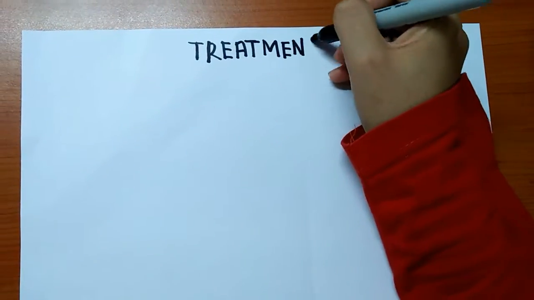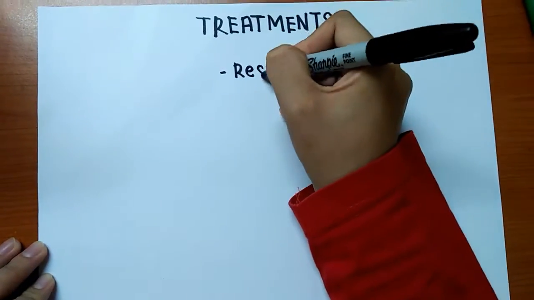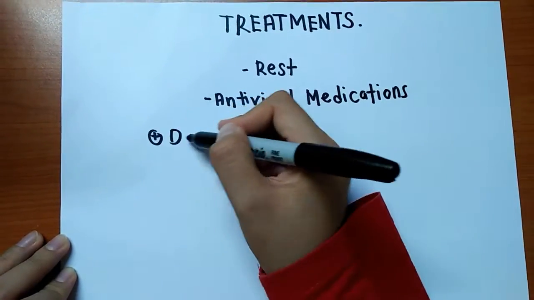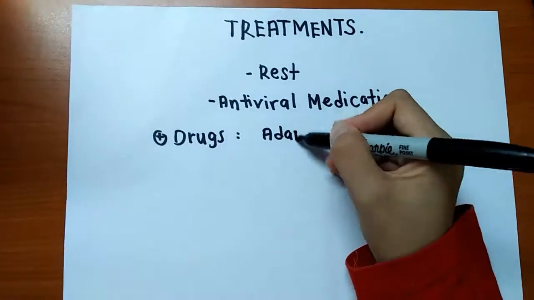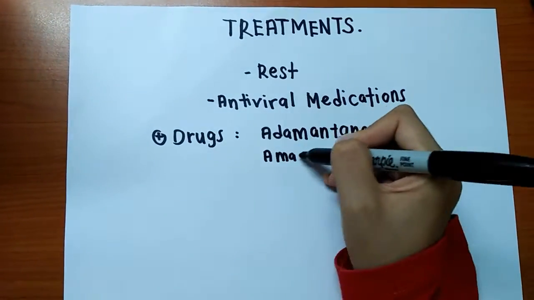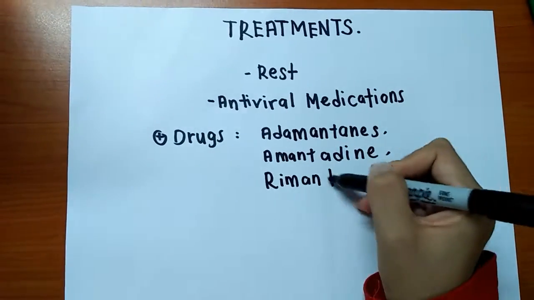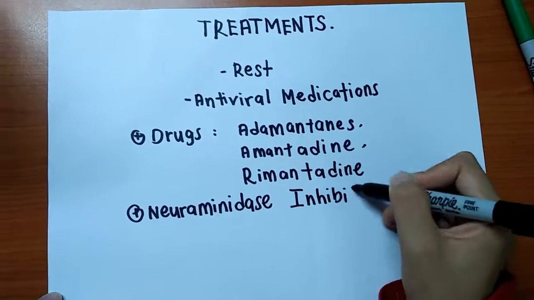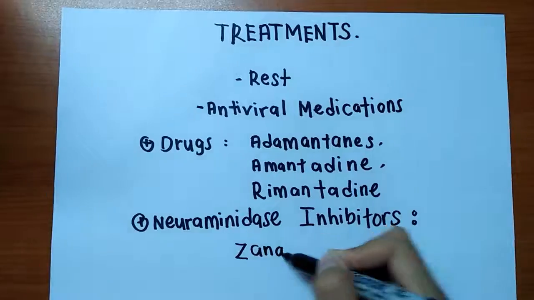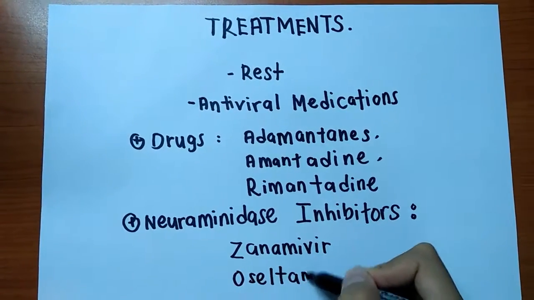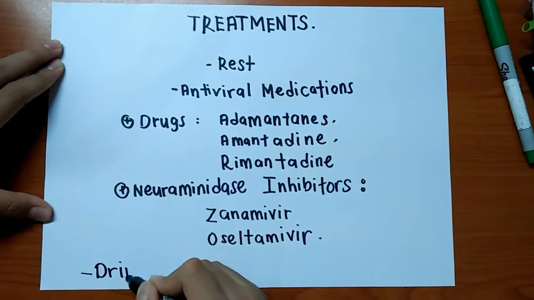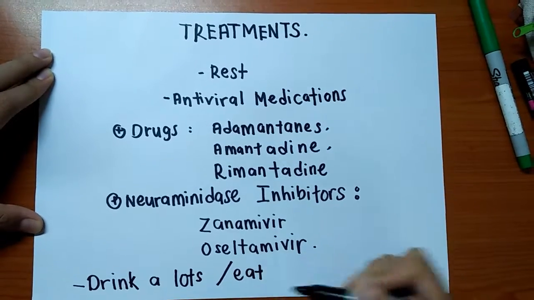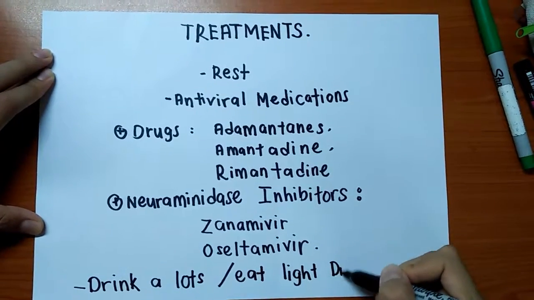For the treatment of patients with influenza disease, mainly the patient has to get plenty of rest first. Second, give an antiviral drug such as adamantane, amantadine, and rimantadine. Second are neuraminidase inhibitors such as zanamivir and oseltamivir. The patient also has to drink a lot of fluids and eat a light diet.